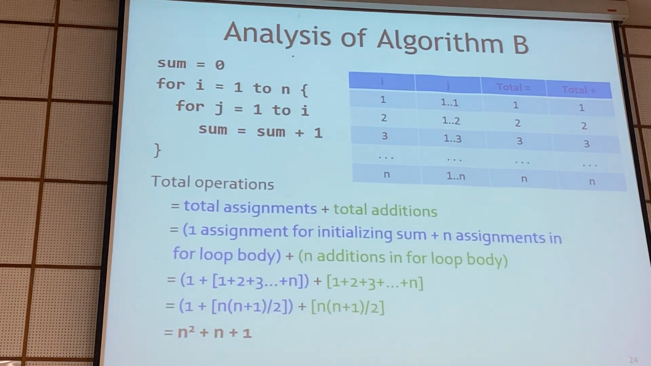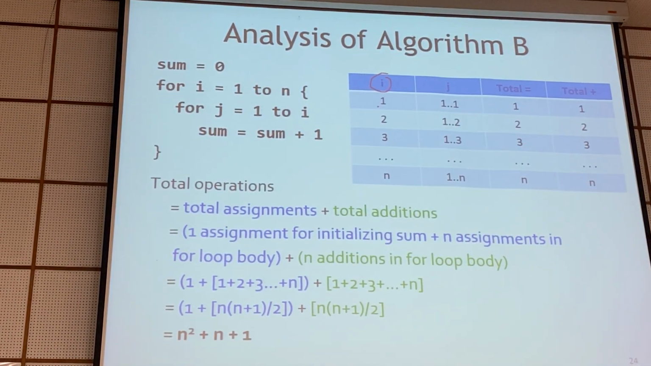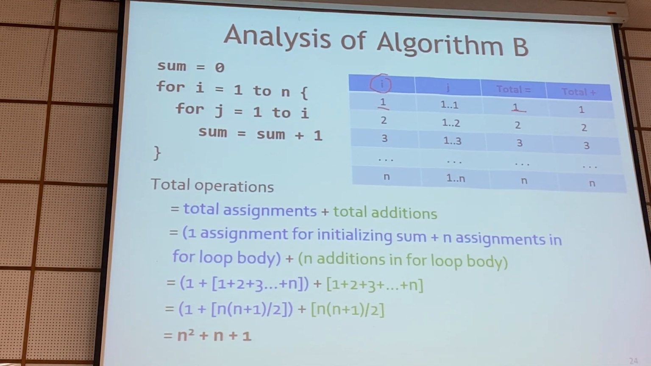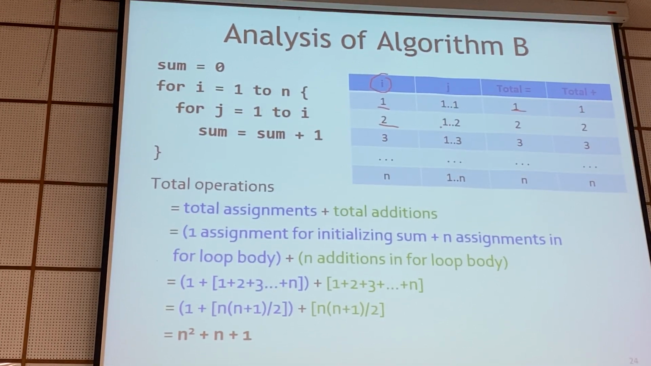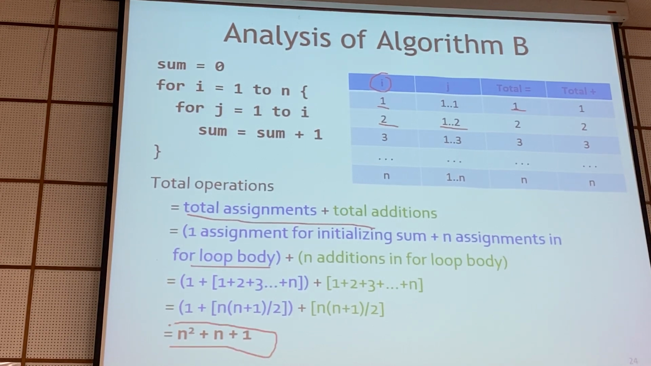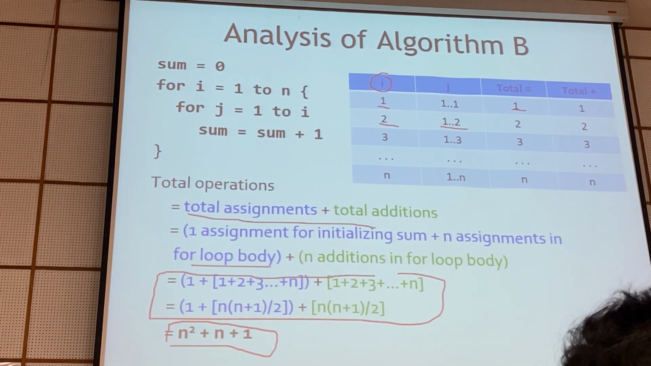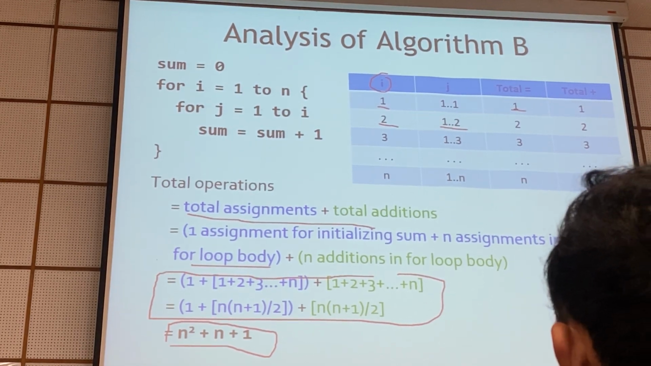Similarly here, when I is 1, j will be 1 to 1. Total will be 1. When I is 2, j will be 1 to 2. Again, we calculate all this and this is the value we are getting. Now, you might find this very intimidating.